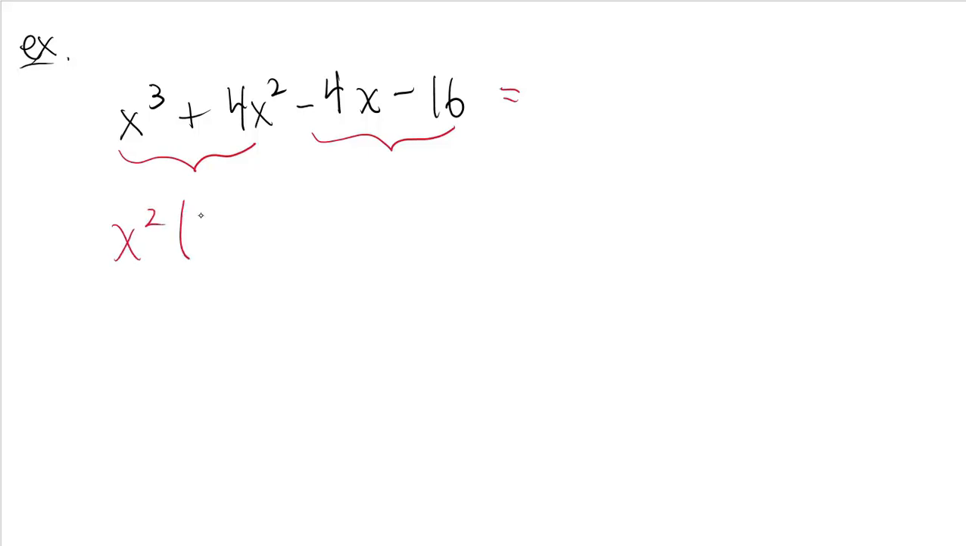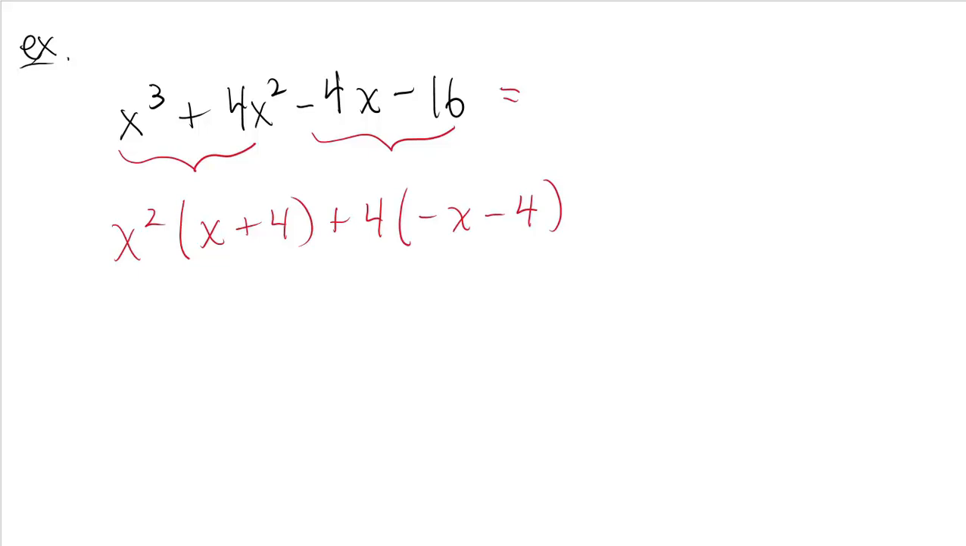X squared times x to get x cubed, x squared times 4 to get 4x squared. And now I need to pull the GCF out of the last 2 terms. You can see that they're both divisible by 4, but just pulling out a 4 doesn't work. When I factor out a positive 4, I get negative x minus 4 inside the parentheses. And now my progress is stalled. I have nothing else that I can do here.